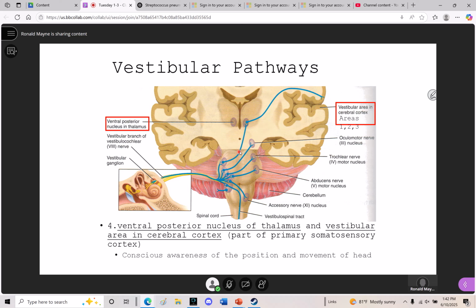Now, there's also going to be a branch that will help you recognize what's going on. It's going to thalamus, in the head and neck area of the thalamus. It's right by the lateral fissure. So, the vestibular area of the cerebral cortex, right by the lateral fissure.